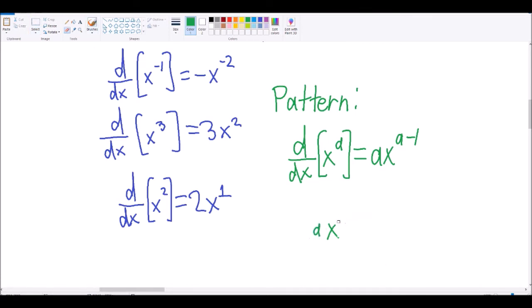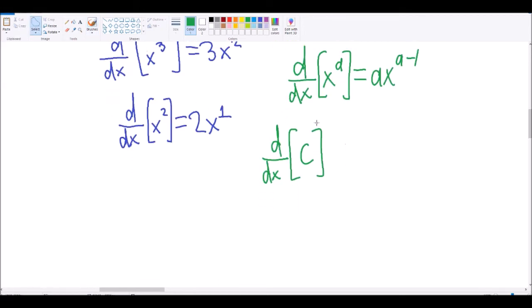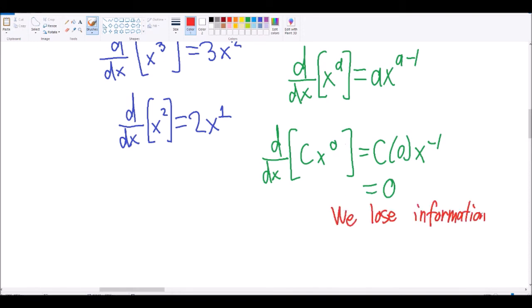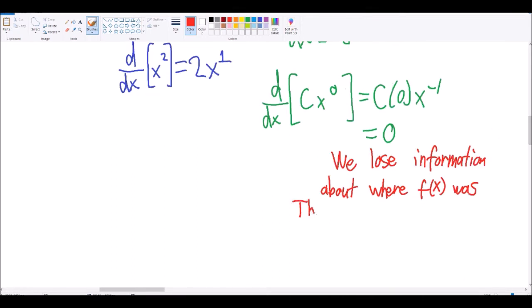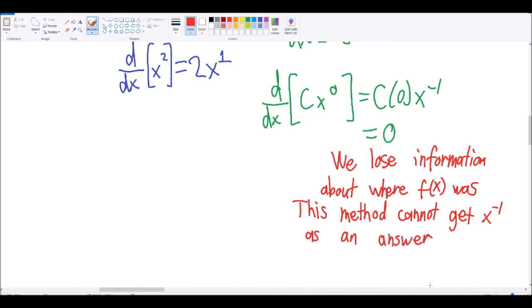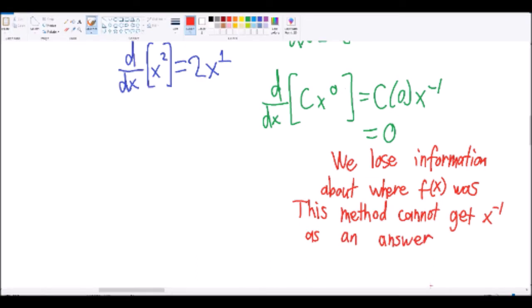And with this, we can also take the derivative of a constant. Let's call this constant c. Fun fact, constants can also be written as c times x to the 0. And when we take the derivative, we get c times 0 times x to the negative 1. But then we're multiplying by 0, so this gets 0. So when we take the derivative, we lose information about where the function was. That's going to be important later. Also, this means we can't get x to the negative 1 as an answer. At least, not with this method.